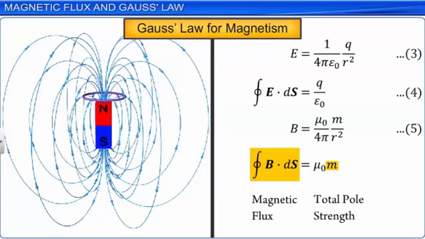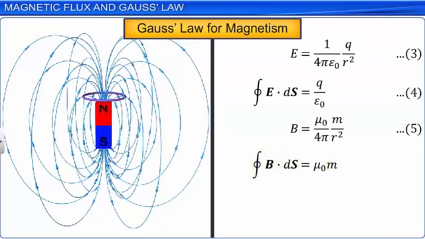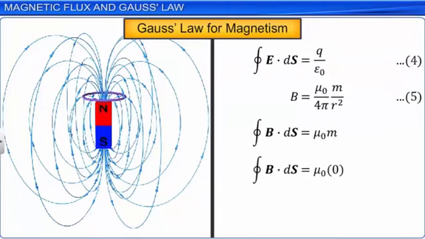Since the isolated magnetic pole, or magnetic monopole, does not exist, that is, magnetic dipoles alone exist with poles that are opposite in nature, the net pole strength enclosed by the closed surface is 0. Now we can write Gauss' law for magnetism as integral over the closed surface B dot ds is equal to 0. Let this be equation 6.